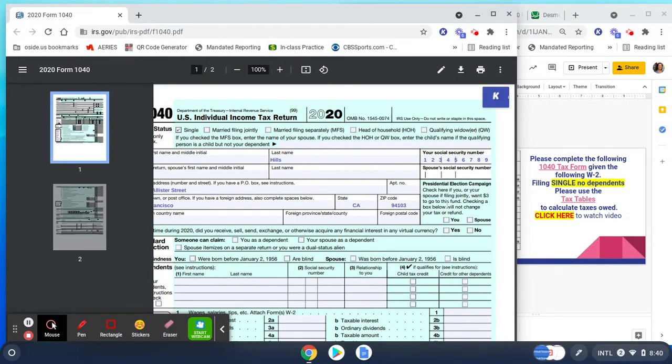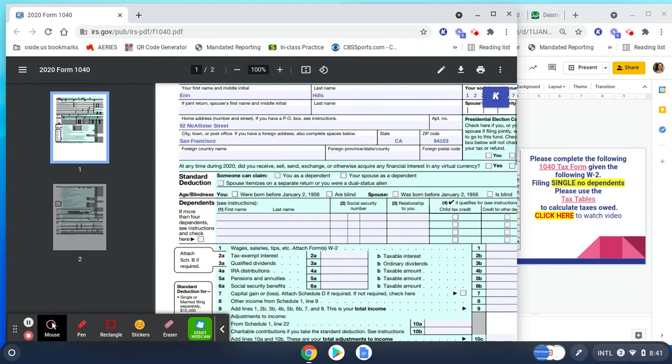Next on the right is a voluntary thing. Would you like to donate to the presidential election campaign? And you would check here if you want to, or check here if a spouse wants to. I'm going to leave them unchecked because we do not want to donate.